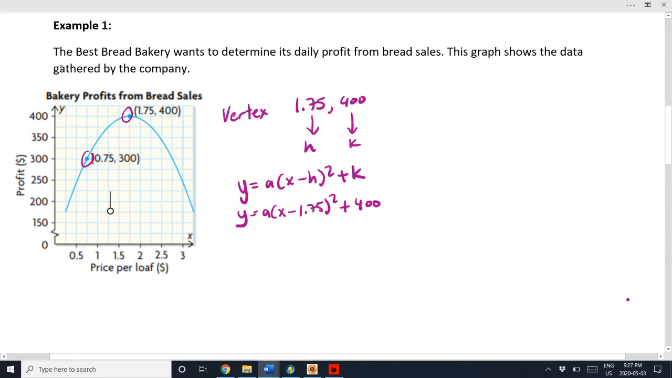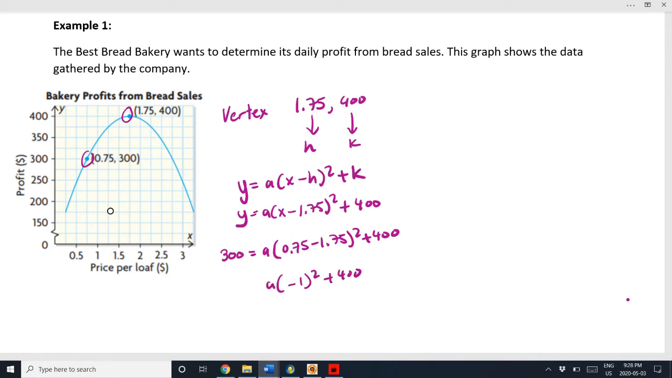Let's go ahead and do that. So we know y is equal to 300 when x is equal to 0.75. So now we can solve for a. To do that, we're going to simplify this bracket here first. 0.75 minus 1.75 is going to be negative 1. We still have to do the exponents. I'll do that right after this. So you have a times negative 1 squared plus 400.